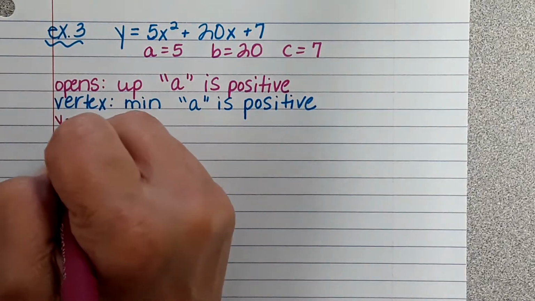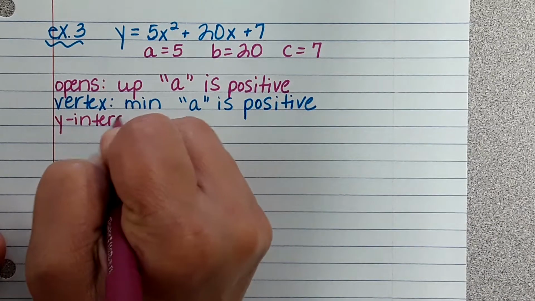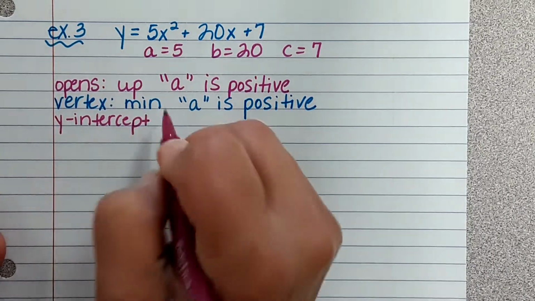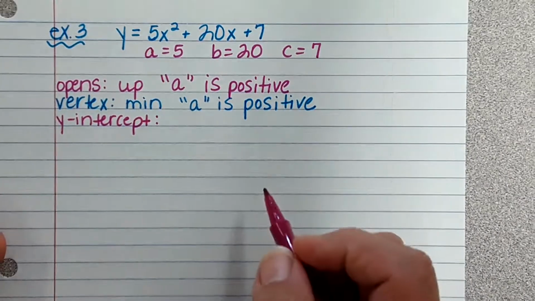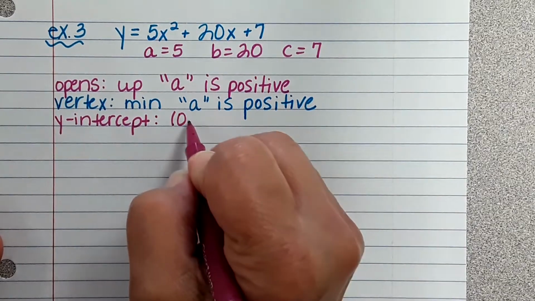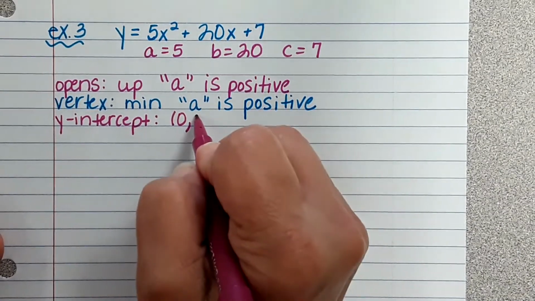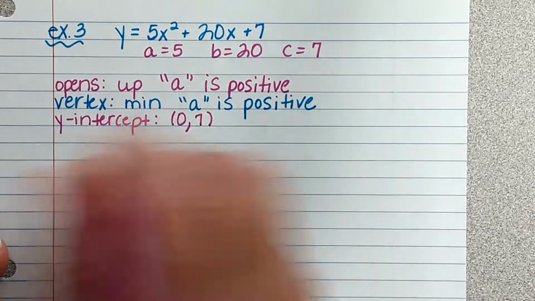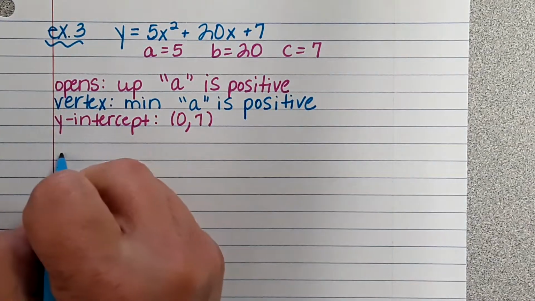Then the next thing that you have to find is the y-intercept. And you guys, the y-intercept is always (0, C). So 0, what number? Okay. Now, you need to find the axis of symmetry.